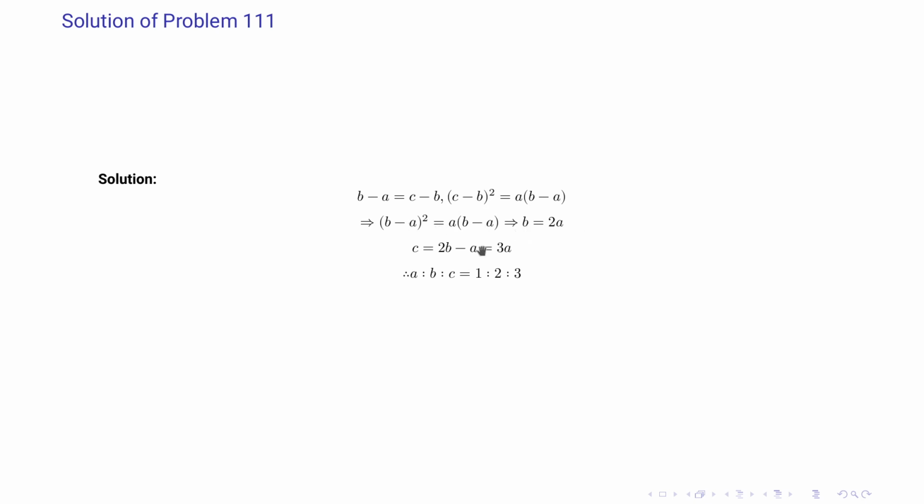Now we substitute this for c. So c is equal to 2b minus a. So you can have this value where you can substitute this. So c is equal to 2b minus a, 2b is equal to 4a, 4a minus a is equal to 3a. So a is to b is to c is equal to 1 is to 2 is to 3.